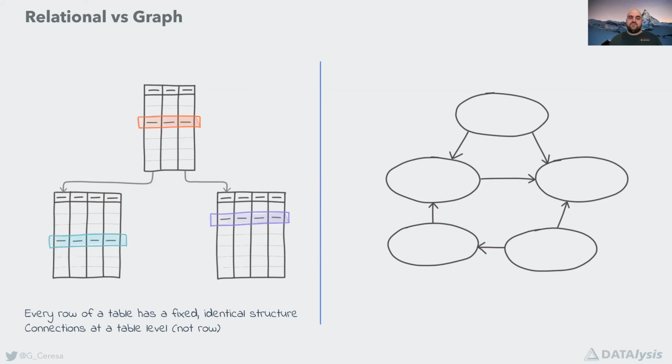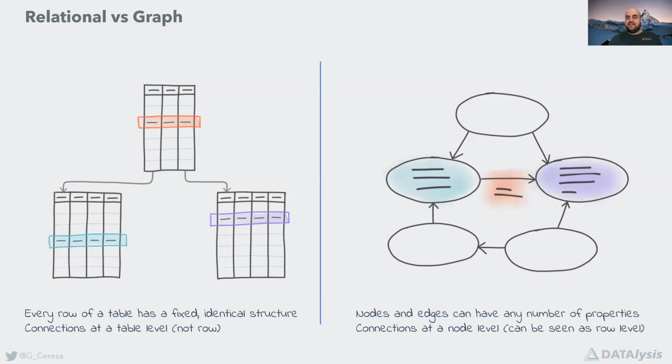This means that when you have, for example, rows in your tables, every single row in your database has exactly the same columns. In a given table, every row has the same number of columns. And the join is not at the row level, it's at the table level. So your row inherits the join defined between tables. On the graph side, it's fully free.